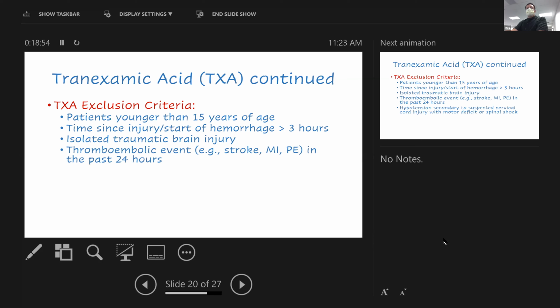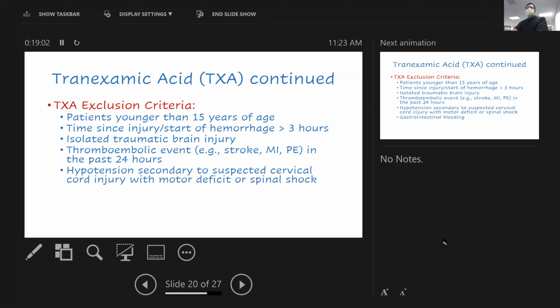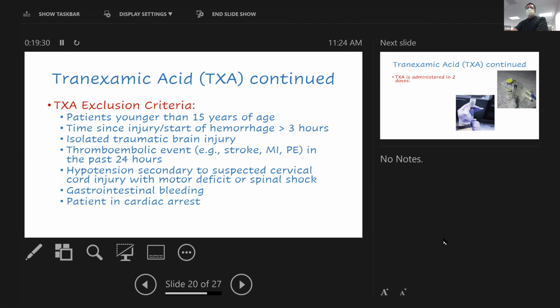a history of a thromboembolic event, such as a stroke or heart attack or PE within the last 24 hours, hypotension that's secondary to suspected cervical cord injury with motor deficits or signs of spinal shock. So if we think that this is neurogenic shock and they're hypotensive because of neurogenic shock, TXA wouldn't be appropriate because we're giving it for hemorrhagic shock. History of recent GI bleeding or patient with active GI bleeding, and a patient in cardiac arrest. So these are the TXA exclusion criteria.